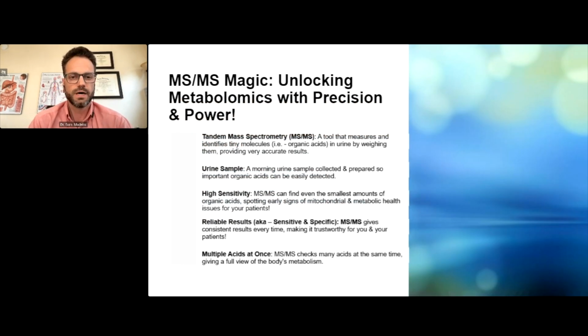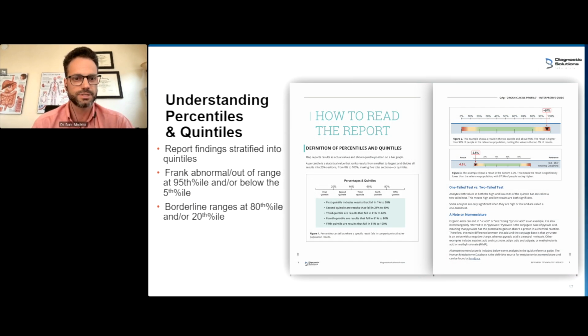So what is the methodology of the analysis here at the lab? We're using tandem mass spec, and it's high sensitivity and specificity. So we're really able to get consistent results that are trustworthy for you and your patients. And we're testing, as mentioned, multiple organic acids at once and giving a full view of what's going on in the body's cellular metabolism. So hopefully that is reassuring for you all.